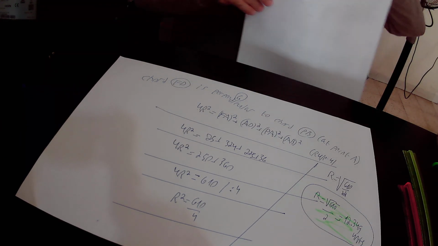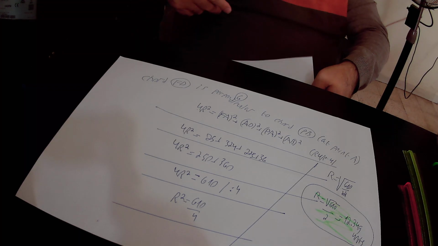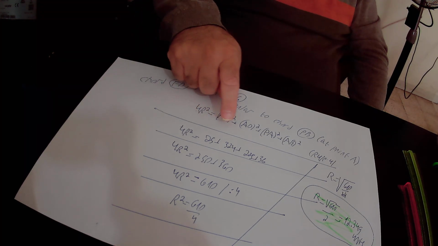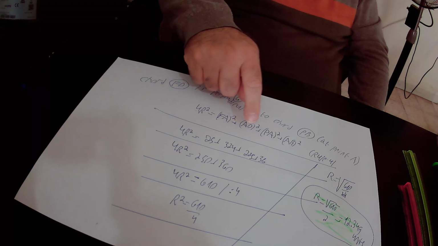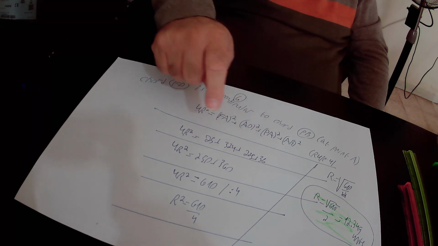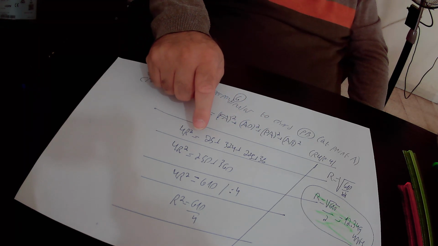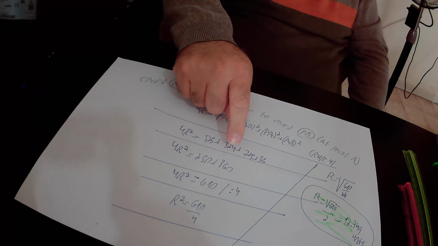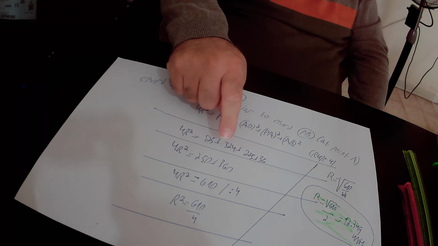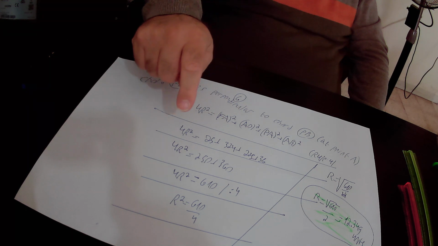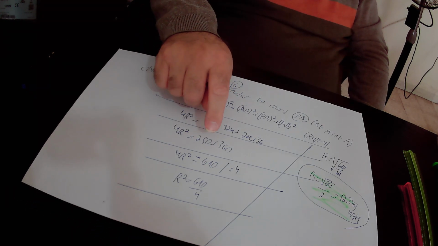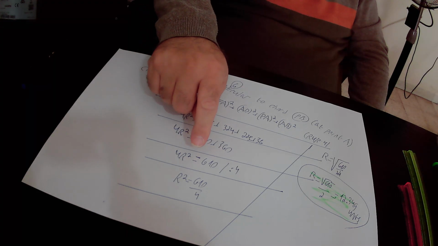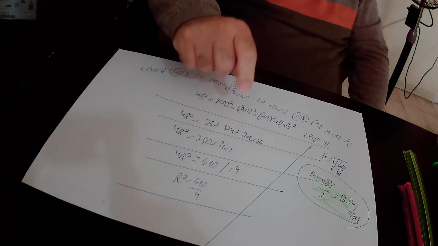So in conclusion, we found that 4R squared equals 25 plus 225, which is 250, and 324 plus 36 is 360. So 4R squared equals 250 plus 360, and 250 plus 360 is 610. So we found that 4R squared equals 610. We divided this equation by 4 and found that R squared equals 610 over 4.